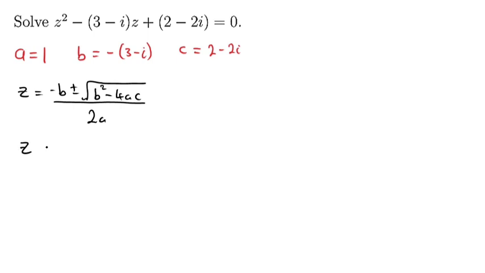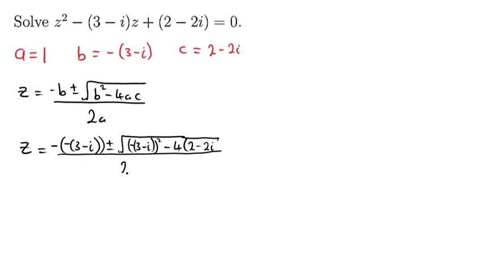So let's substitute. z is equal to negative. Now remember, our b is also having a negative. So that would be negative, 3 minus i, plus or minus the square root of negative 3 minus i. This whole part is supposed to be squared, minus 4ac. Now our a is 1, while our c is 2 minus 2i. All this is over 2a. a is 1, so all this is over 2.